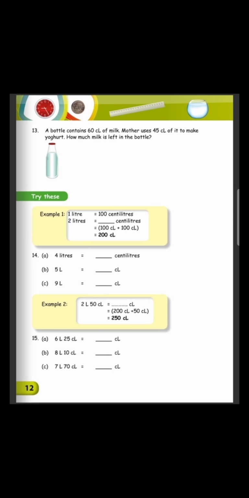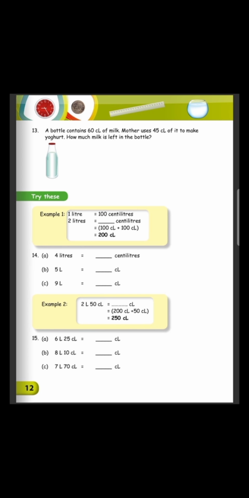So we will be using the MIE book part 2. Take out your copybook and be ready with your pencil case. Page 12 of the book. Question number 13. We are going to work it out together.